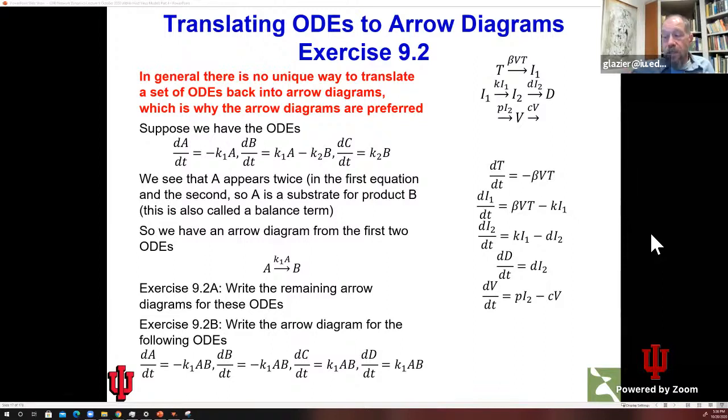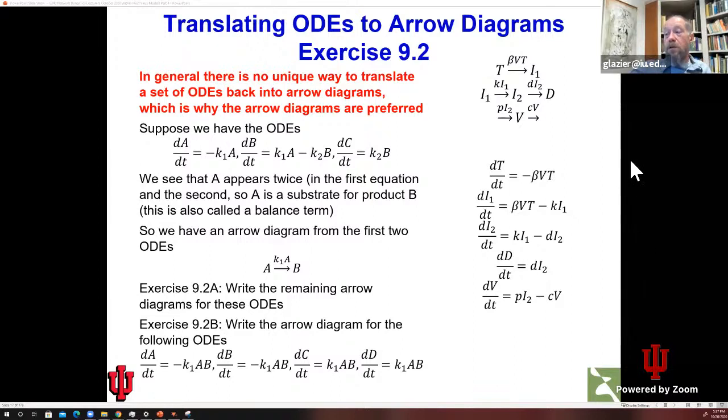However, in simple cases, you can go backwards. And for some set of ODEs, you can always write down some arrow diagram that gives those ODEs. The only problem is it may not be unique. But there are some tricks.